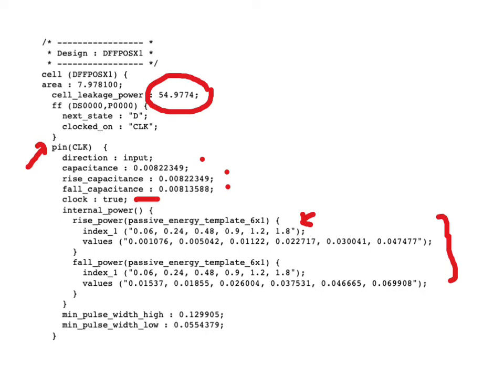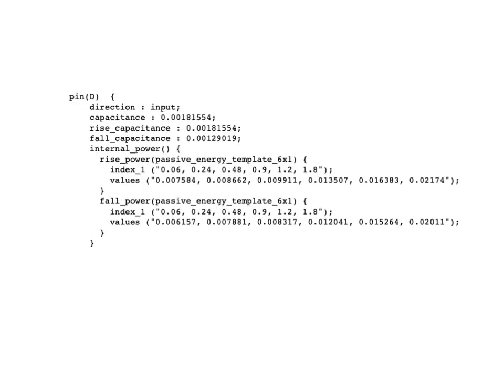And we will remember we were given that the transition is actually 0.24 nanoseconds. So this is where you would read the dynamic power associated with clock rise transitions and the dynamic power associated with clock fall transitions. This is similar for the input pin D. You have rise and fall capacitance, as well as rise and fall power associated only with switching at the inputs.